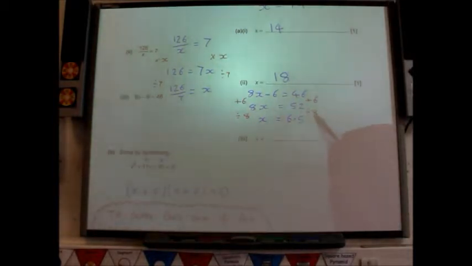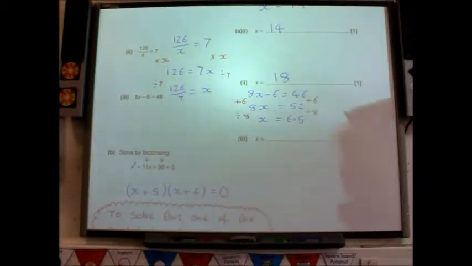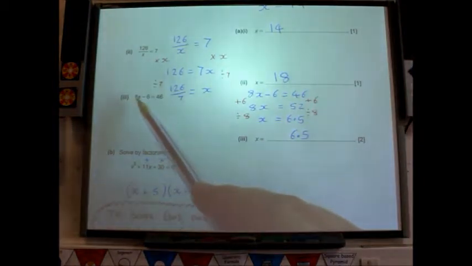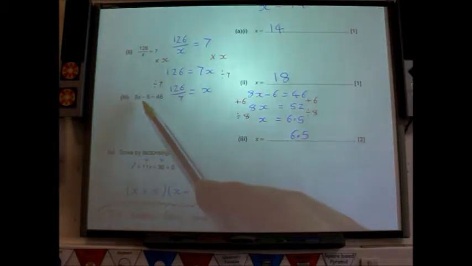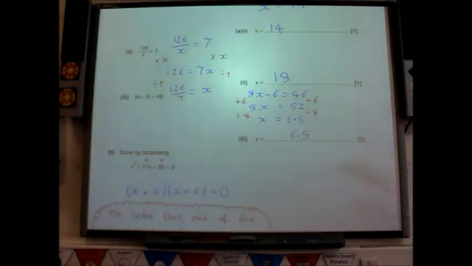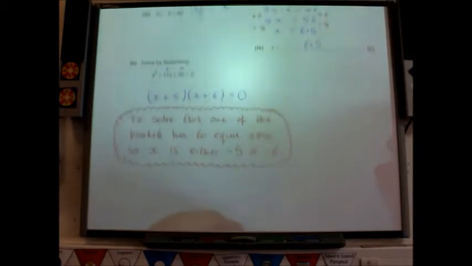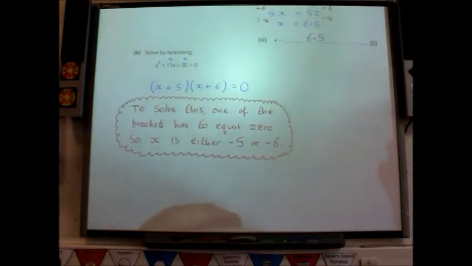So 52 divided by 8 is 6.5. So the answer there is 6.5, or 6 and a half is fine. If you want to substitute that back in to check it, so 8 times 6.5, then take away 6, you can do that. Right, this next one, solve by factorising.